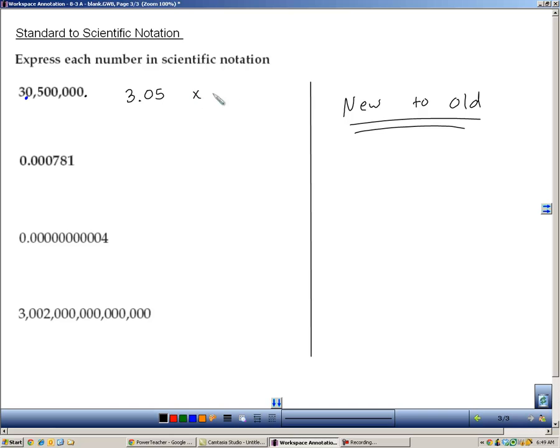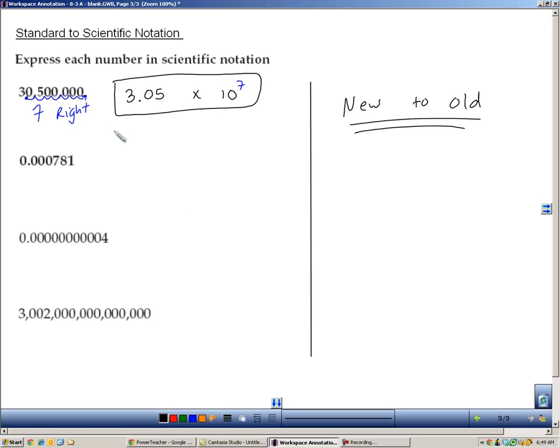But now we have to multiply this by 10 to some power. The question becomes, what power do we put up here? Here's where new to old comes into play. You take the new decimal point, what I put in blue here, and you go to the old: 1, 2, 3, 4, so 4 to the right. And because I went 4 to the right, I'm going to make my exponent a positive 4. So this number in scientific notation is 3.05 times 10 to the 4th.